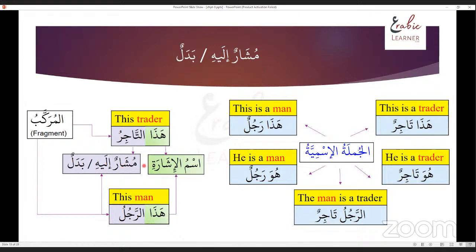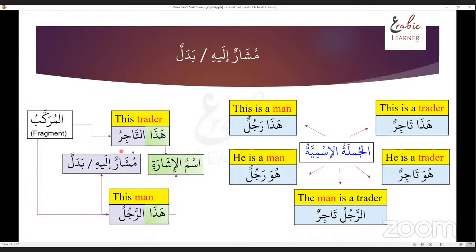And musharun ilayh will always be ma'rifa. It will be ma'rifa, and it will be pointing to the ismul ishara. The moment I make this ma'rifa, I'm trying to establish a relationship with hada. Why? What is hada? Hada is ismul ishara. Is ismul ishara ma'rifa or nakira? Tell me. All ismul ishara, are they ma'rifa or nakira? They are all ma'rifa, always. Remember, ismul ishara are always ma'rifa.